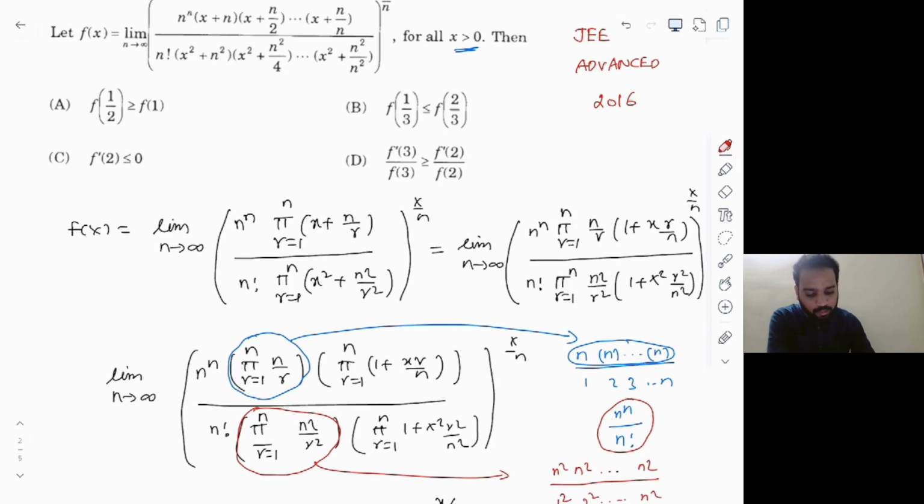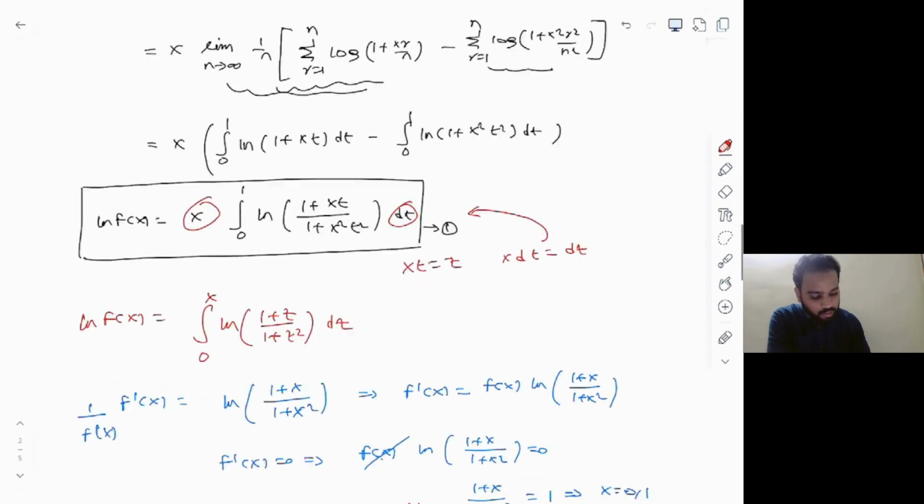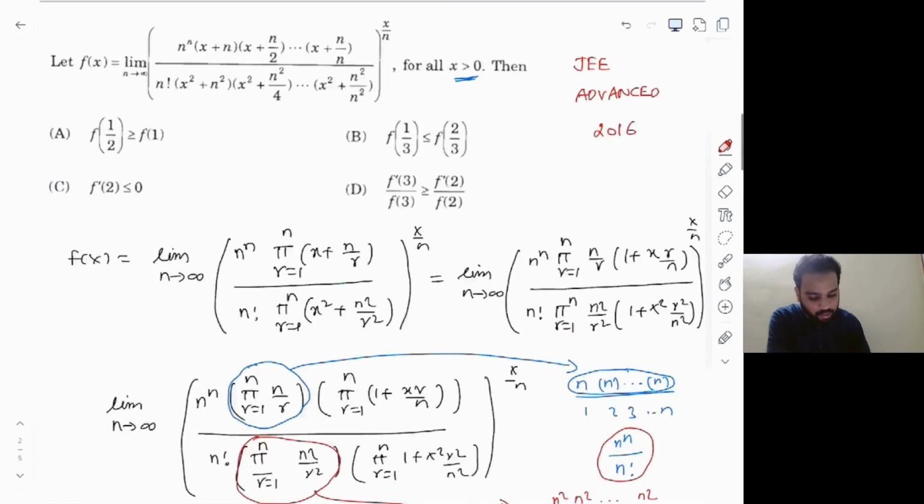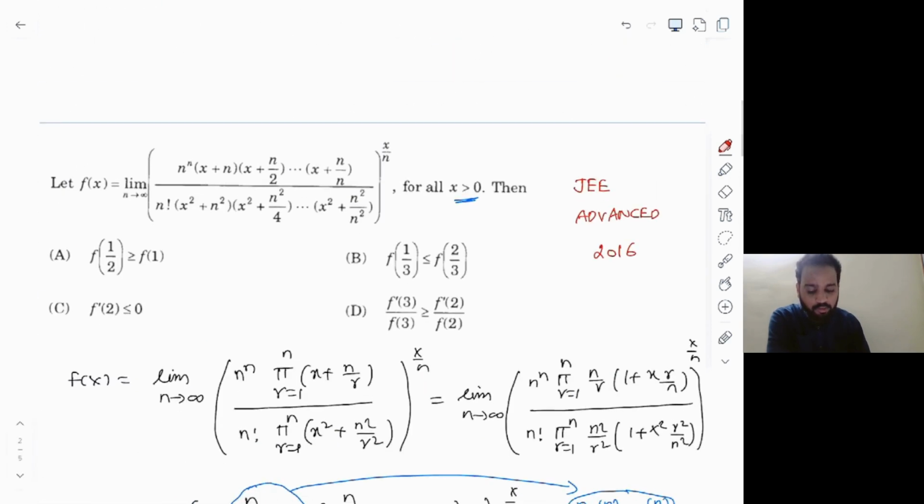In option A, they are comparing 1 by 2 and 1, right? So very clearly you can see that 1 by 2 is less than 1, but since in this interval it is increasing, I can say that f of 1 by 2 will be lesser than f of 1. But what is the option here? It's exactly reverse, given that f of 1 by 2 is greater, which means it is wrong.